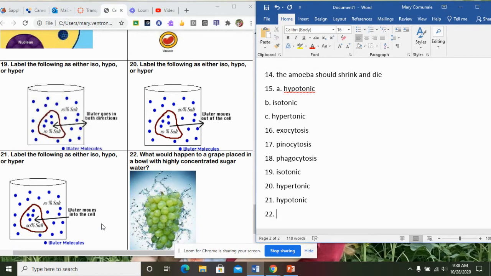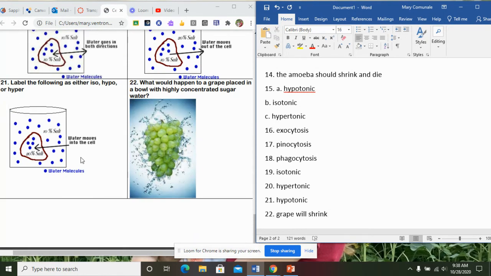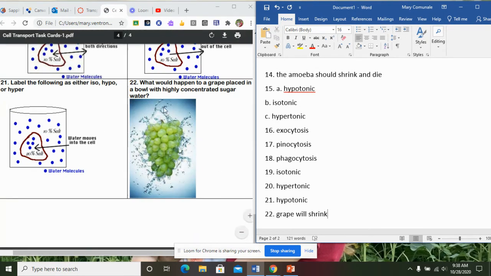And what would happen to a grape placed in a bowl of highly concentrated sugar water? Well, if the bowl has a very high concentration of sugar, and you put this grape in there, water is going to chase after the higher solute concentration, so water is going to be leaving those grapes. The grape should shrink. It'll go through plasmolysis.